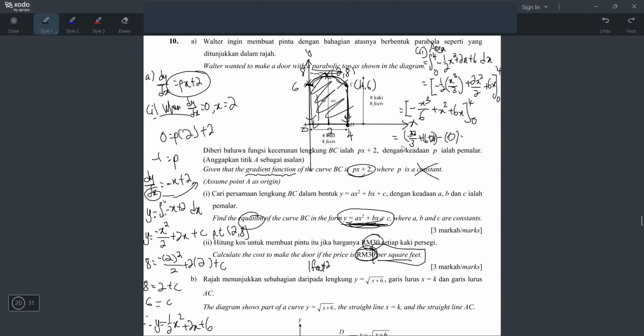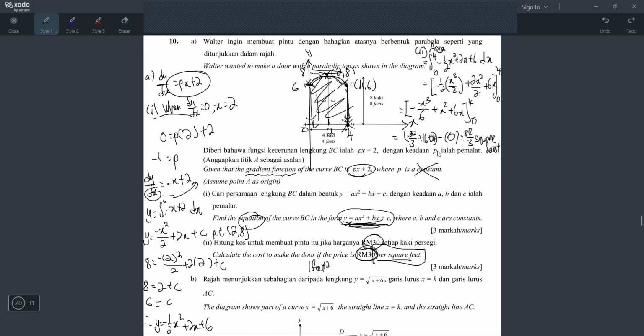So now you can calculate this whole thing, right? What is negative 32 over 3 plus 16 plus 24? Let me press the calculator. My calculator gives me 88 over 3. And don't forget, this one is the area in square feet. Because when I label this 4, 0, 4, 6, 2, 8, they are all in feet. So when I use this formula, it will automatically come out in square feet, right?